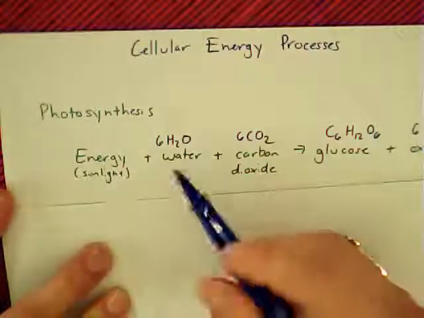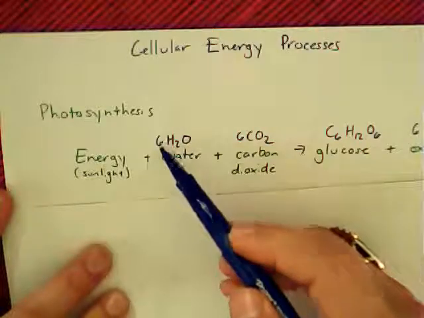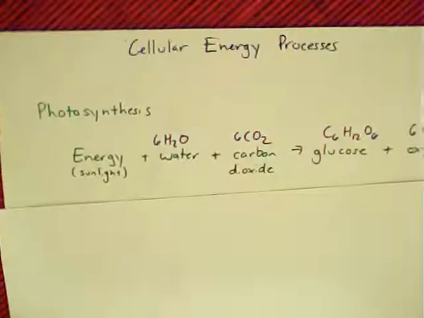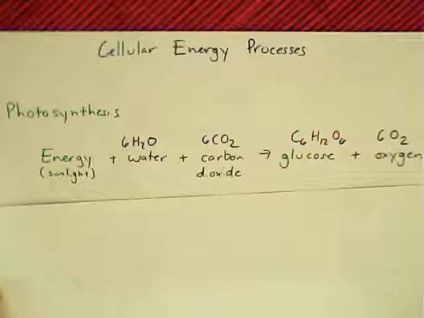Okay, and you can count them out. So we're trying to show that we have the same number of atoms of each element on both sides of the equation. So this is what we're looking for, okay?